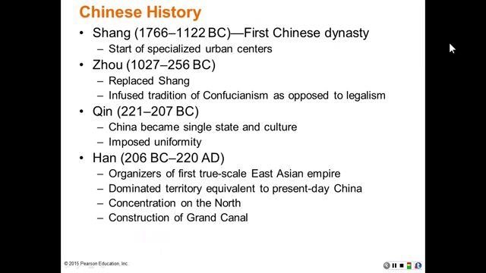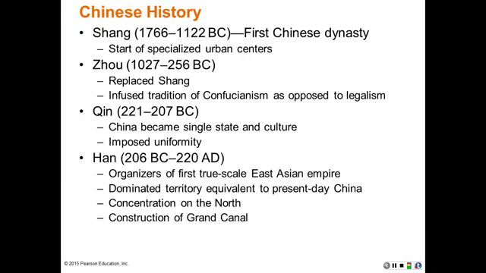The Shang dynasty was the first Chinese dynasty from 1766 to 1122 BC. It was the start of specialized urban centers, especially in terms of food management and food production and distribution. The Zhou dynasty, the second dynasty of note, from 1027 to 256 BC, replaced the Shang.